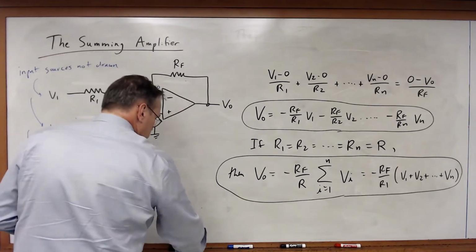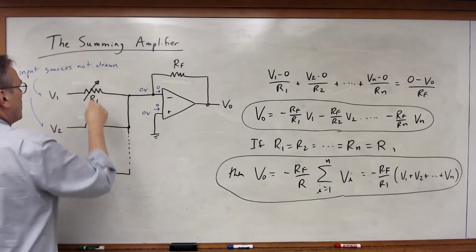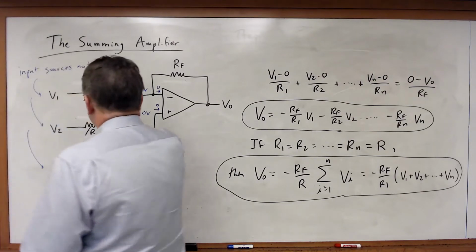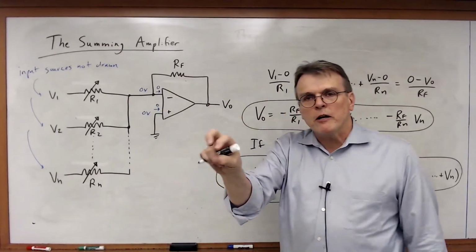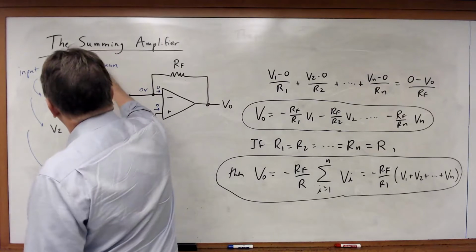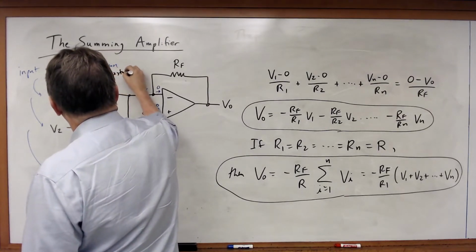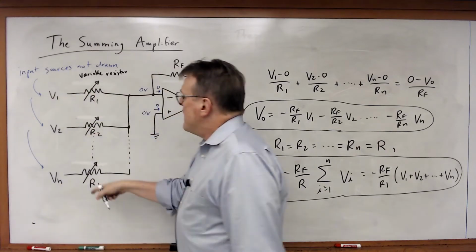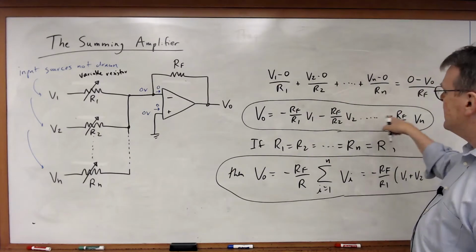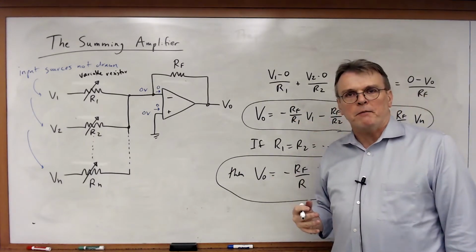What if I made these resistors variable? And I'm going to draw an arrow through each one to indicate that that is a resistor that you can turn a knob. You can vary the value of the resistor. Now, if I had a knob I could turn, I could individually set the gain for each one of those input voltages. I could change the gain magnitude individually.